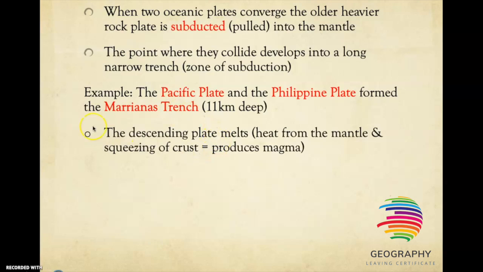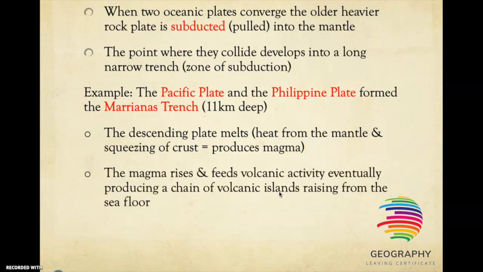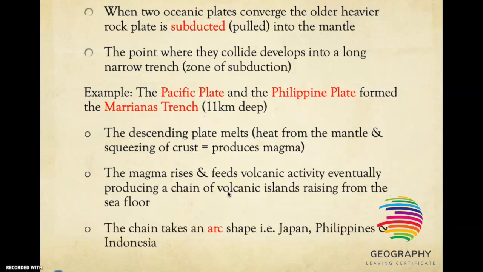What else happens? Well, it depends really. The descending plate that's being subducted will melt, and as it melts, it produces extra magma, and this extra magma has to go somewhere. The magma rises and feeds volcanic activity, and usually it creates islands or volcanic islands. And the example is, we have volcanic islands in Japan, in the Philippines, and in Indonesia. And they tend to be in an arc shape. And the reason why they're in an arc shape is basically they're following the curvature of the Earth.